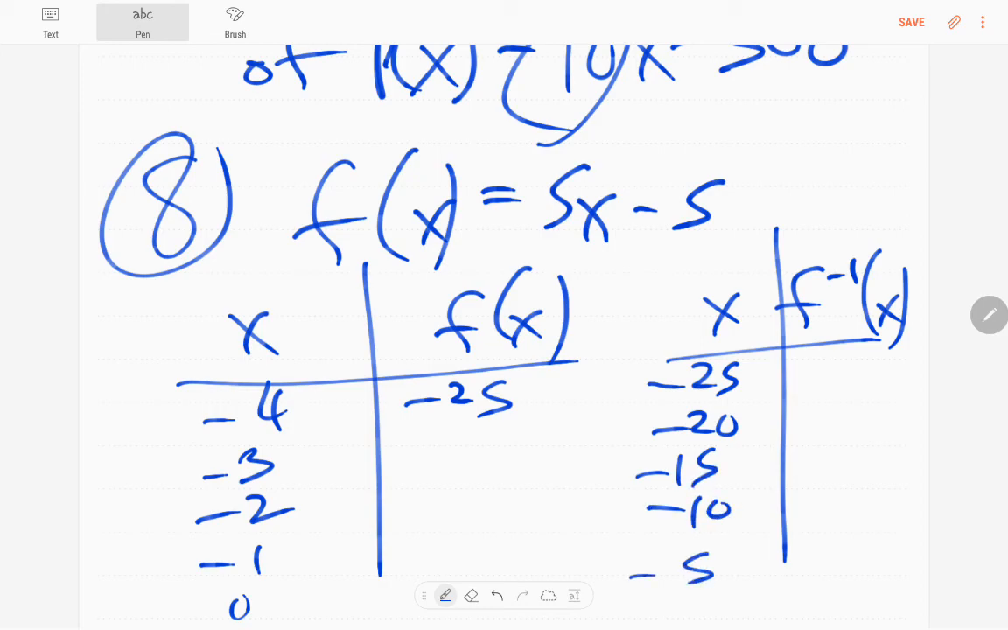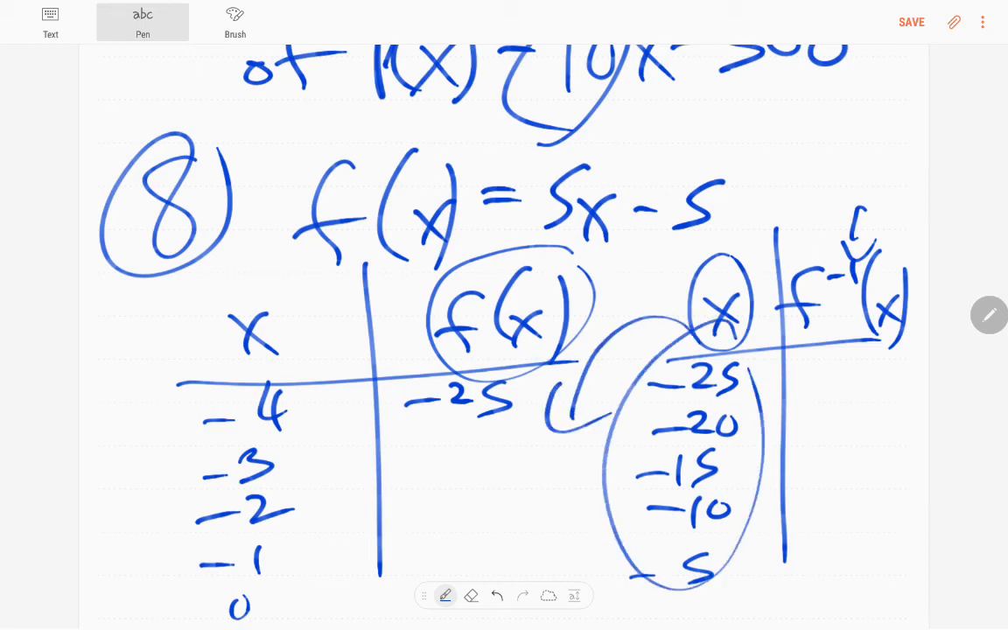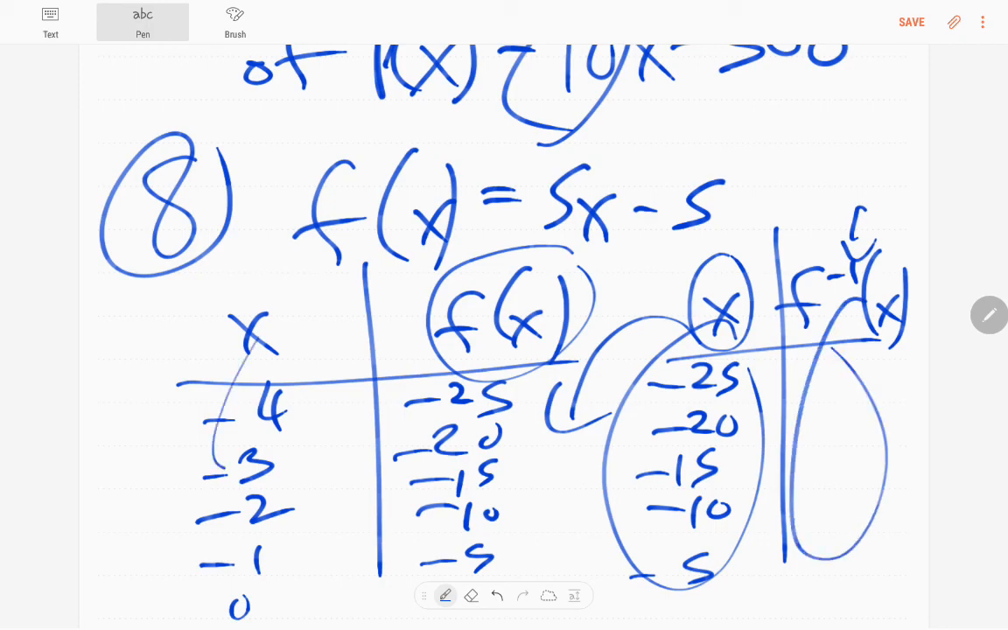Okay, so the x-coordinates of the inverse function become the y-coordinates of the original function. So all I have to do is take these guys and put them right there. That's pretty much it. You really don't even have to plug anything into a calculator. And then if I want these guys, I just have to move these over here.